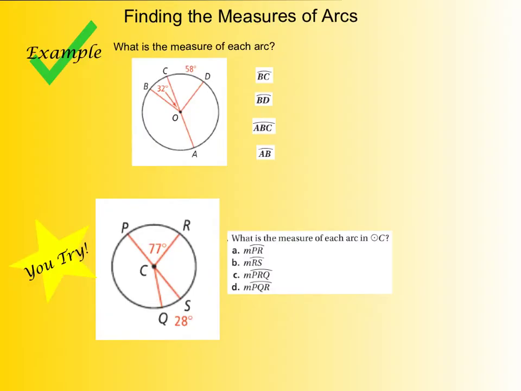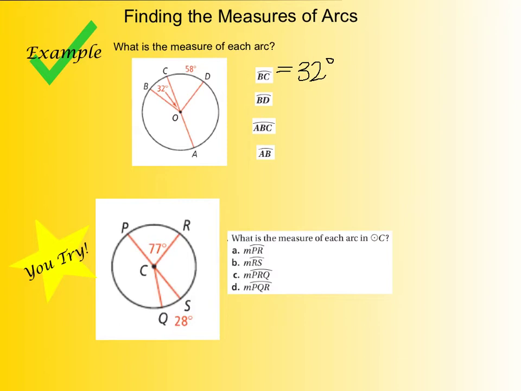Alright, now let's find the measure of arcs. Now we've done this before and we know how to do this from chapter 12. Our example says, what is the measure of each arc? We have 4 different arcs we want to find the measure for. And remember, the measure of the arc coincides with the measure of its central angle. So for our first one, we have arc BC. Well, arc BC is created by our central angle BOC, and that central angle is 32. So our arc is equal to 32.